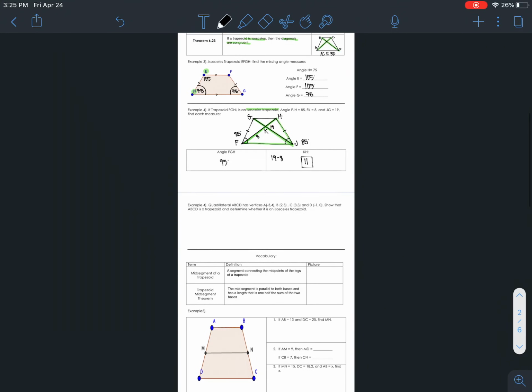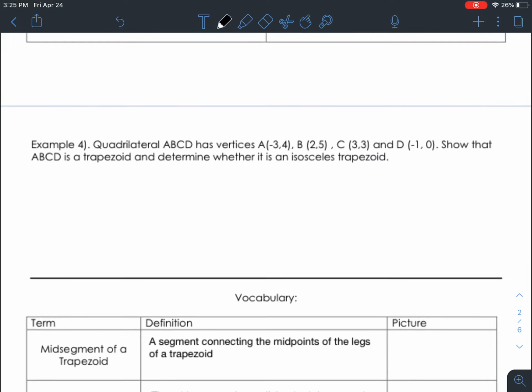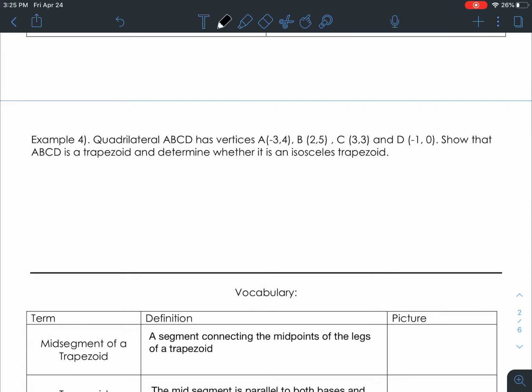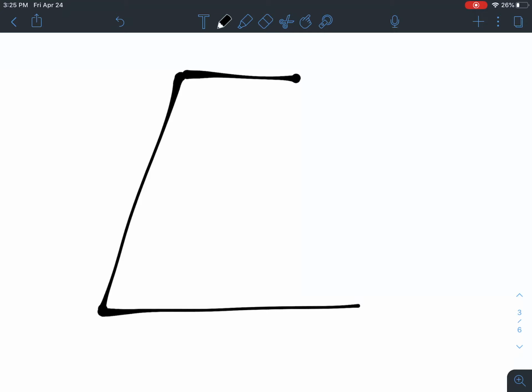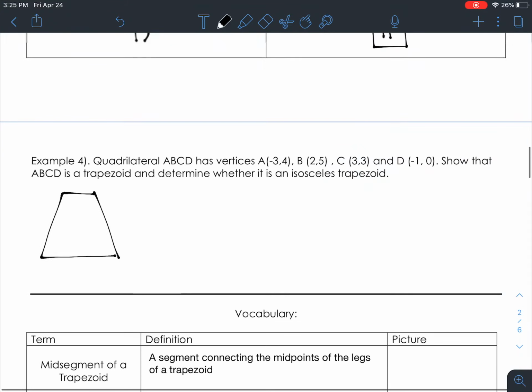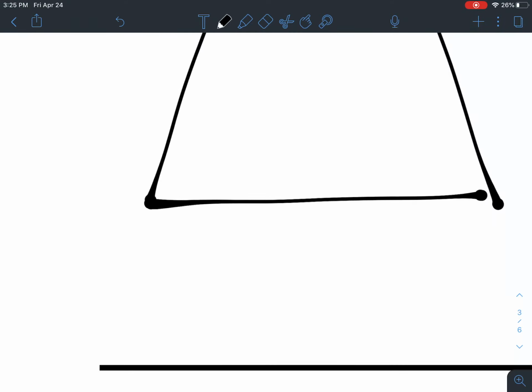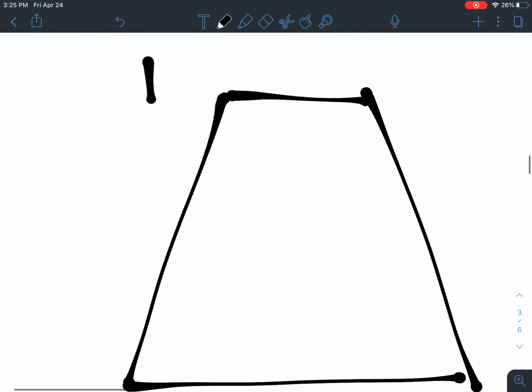All right. Let's do this one right here, and then I'll pause and we'll come back for more vocab. So in example 4, this is once again coordinate geometry. What we're trying to determine is if these vertices make a trapezoid, and if it is a trapezoid, is it isosceles? So I'm going to quickly sketch out a trapezoid, and I'm going to label the vertices just so I can picture what my sides are and what my diagonals are. So I'm going to start down here and just do A, B, C, D.